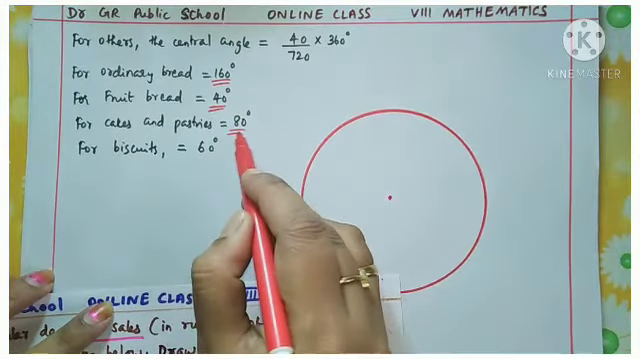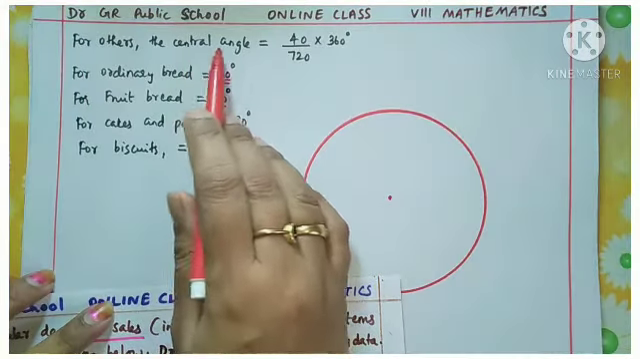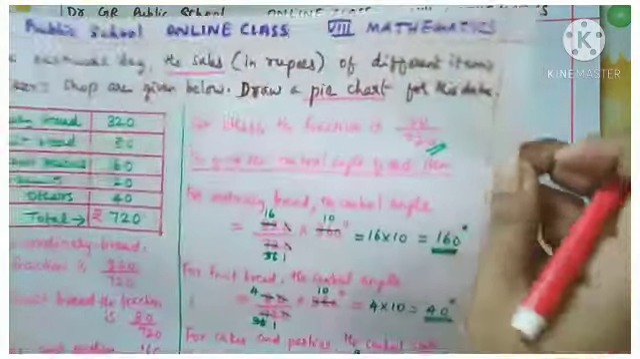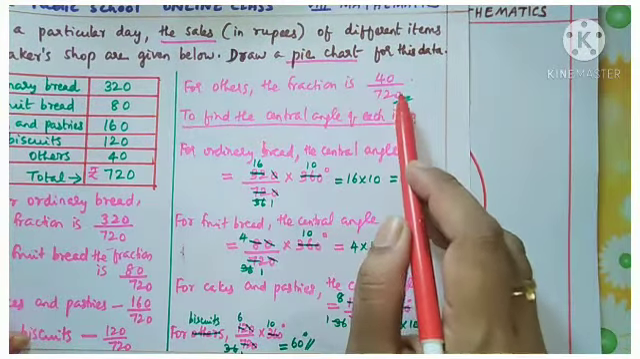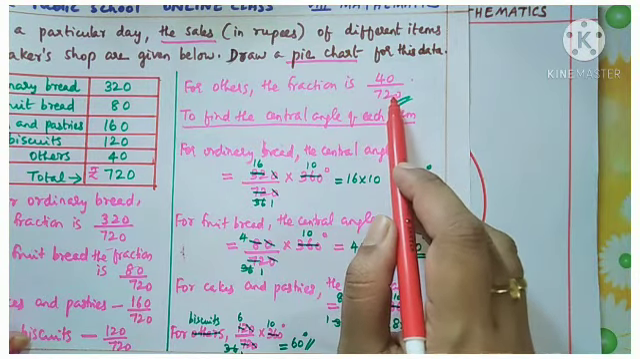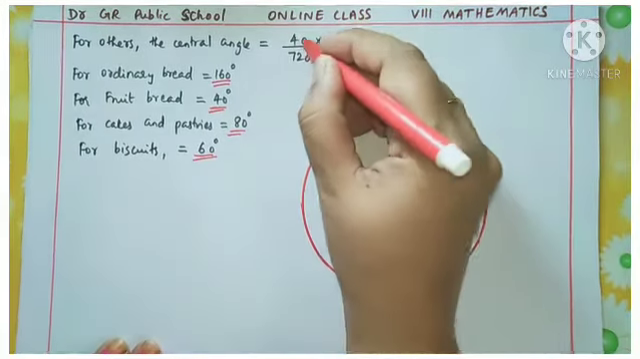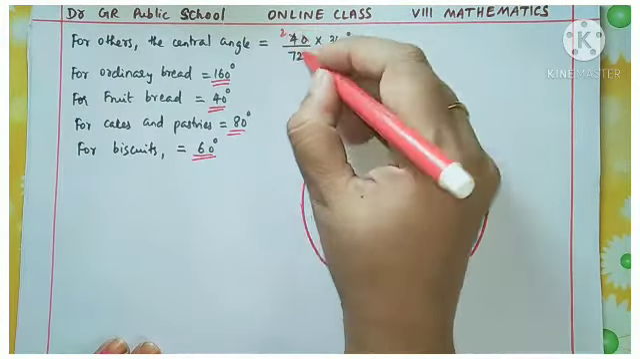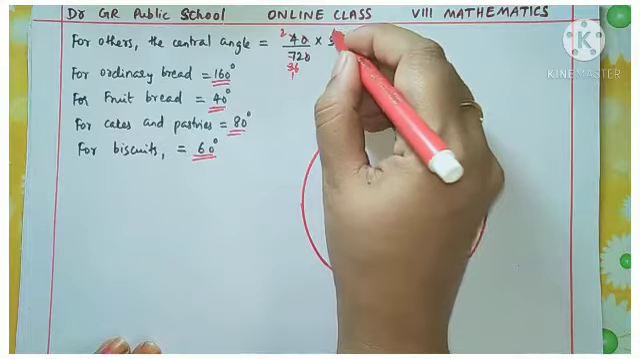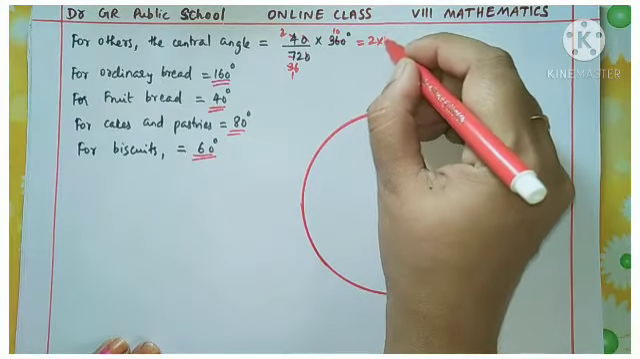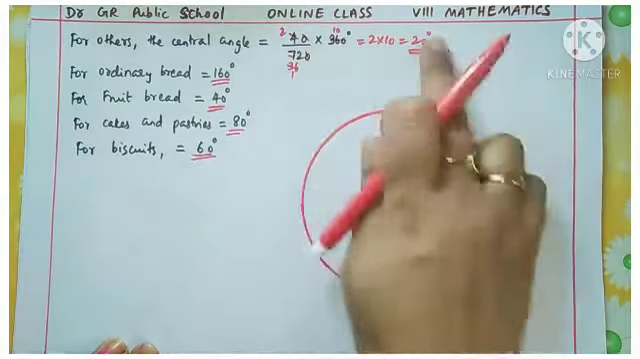Now we need to find one more angle for others. For other items, central angle is, what is the fraction we found earlier? 40 by 720. So this fraction we multiply by 360 degrees. Now reduce this, 0 0, 2 4s are 8, 2 2s are 4, here 36. Now this and this can be cancelled. Here 10, so that is 2 into 10, 20 degrees. So now we found all the angles for the different items.